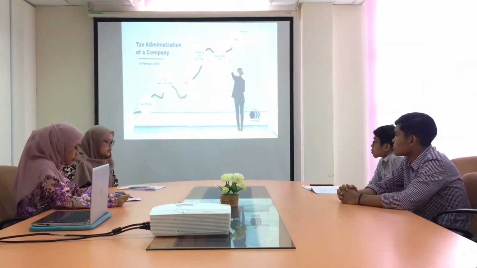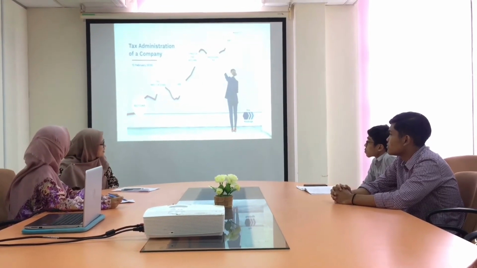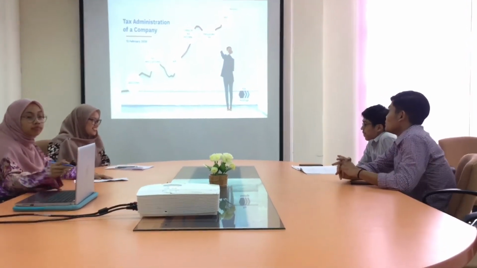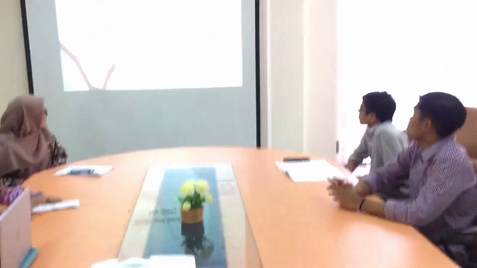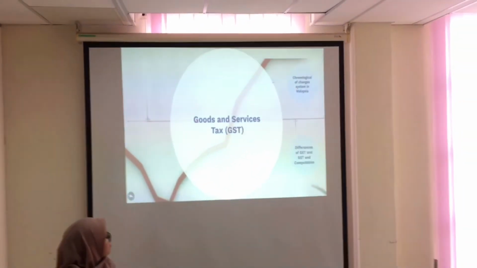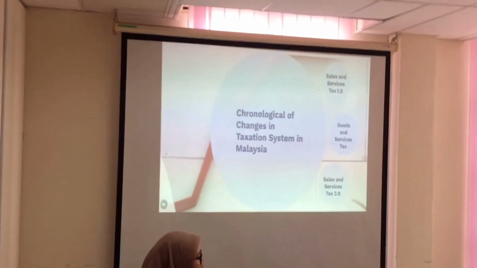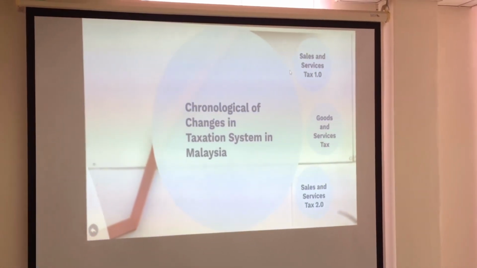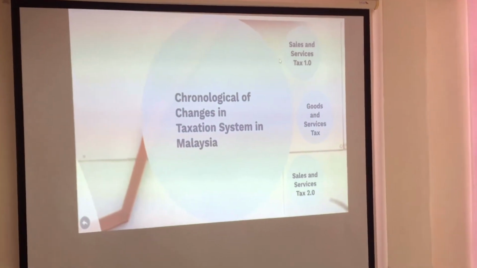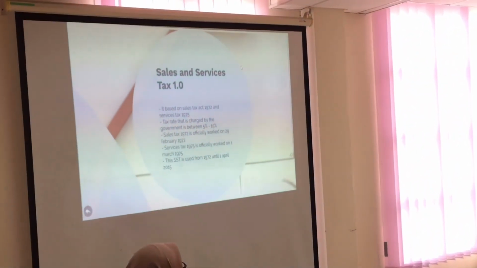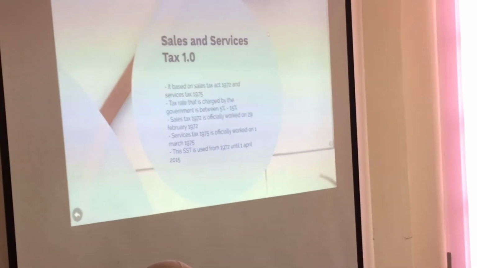So the next one is goods and service tax, which will be presented by Mr. Afif. Please. So first, I'm going to present the chronological changes of the taxation system in Malaysia. In 1972 until 1975 there were two taxation systems, which is Sales and Service Tax 1.0. It was based on the Sales Tax Act 1972 and Service Tax 1975.